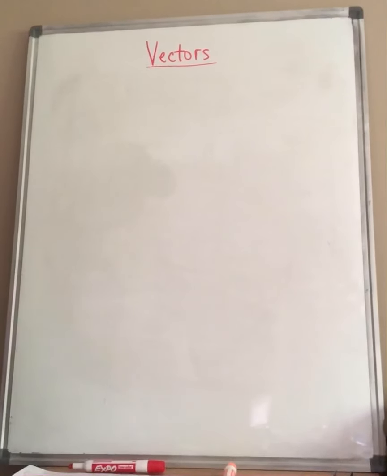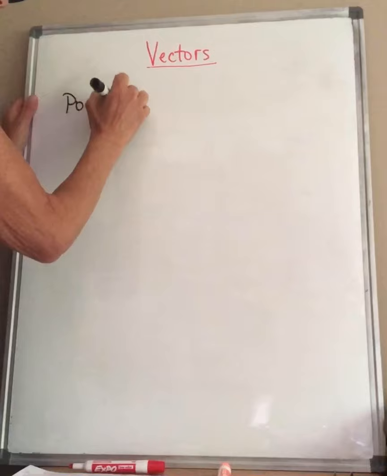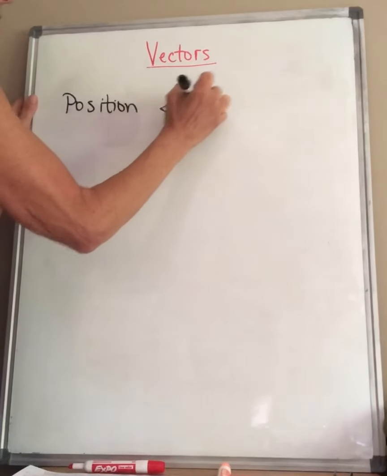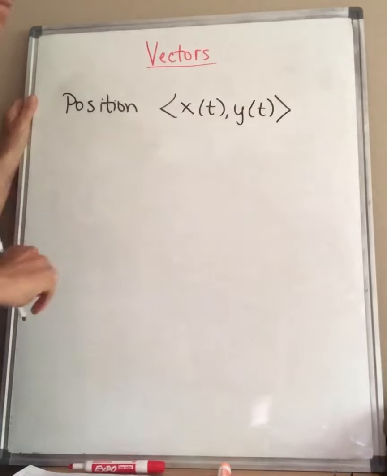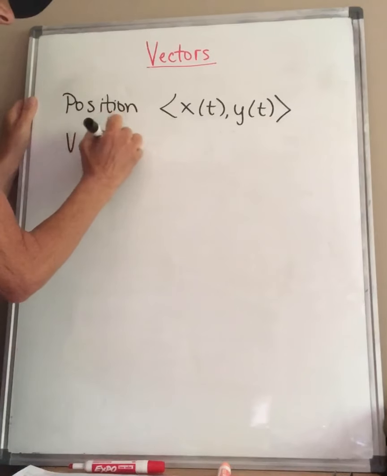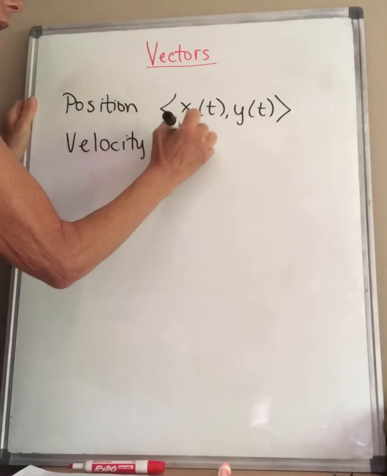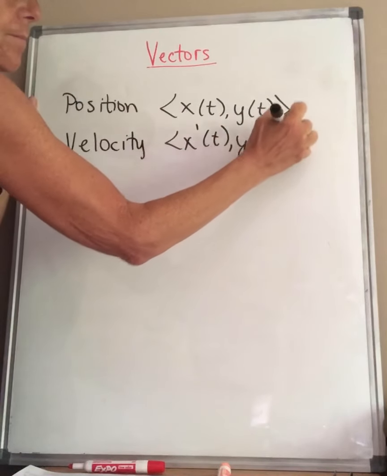Finishing up our unit on parametric equations, we have to touch upon vectors. We have something called a position vector, and the position vector is x of t, y of t. The derivative of position, you know, is velocity. We have a velocity vector. The velocity vector is x prime of t, y prime of t.